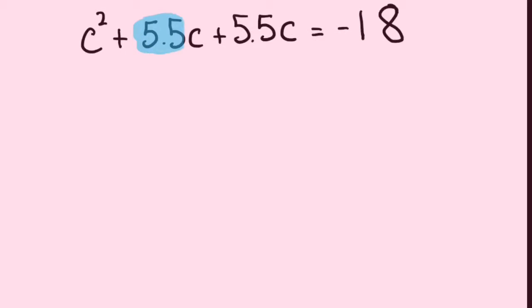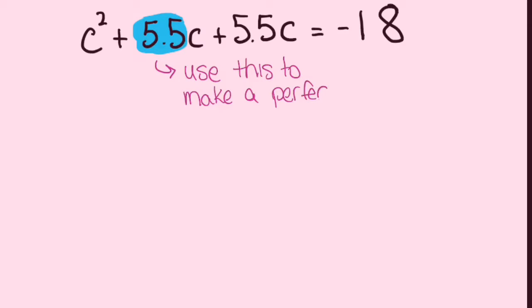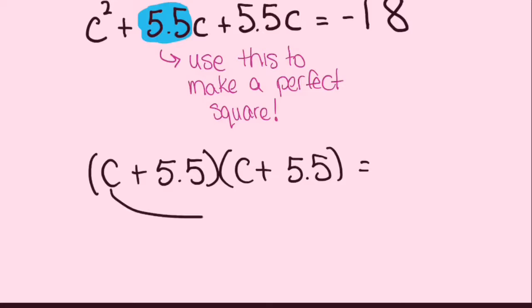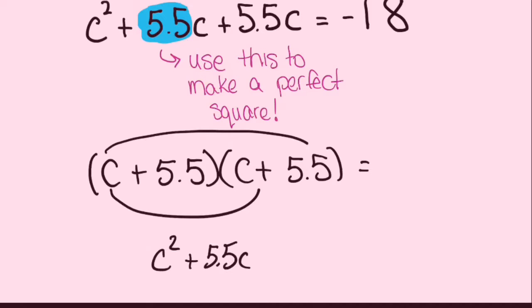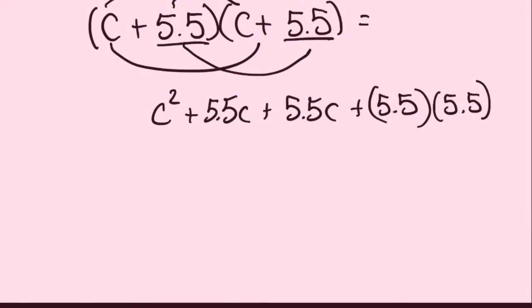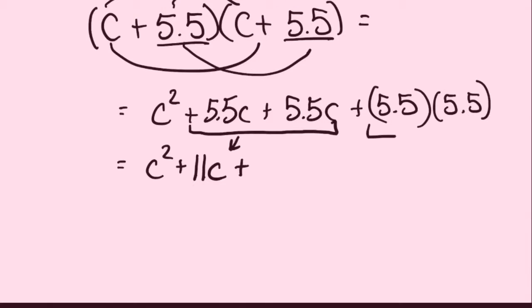5.5c plus 5.5c will equal 11c. This is what we're going to use to make a perfect square. So we know that c plus 5.5 times c plus 5.5, by using FOIL, is going to yield c squared plus 5.5c plus 5.5c plus 5.5 times 5.5.